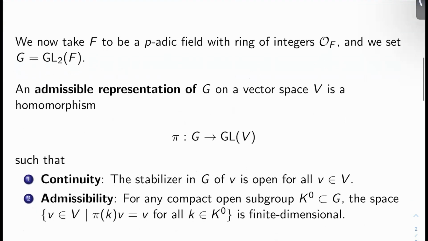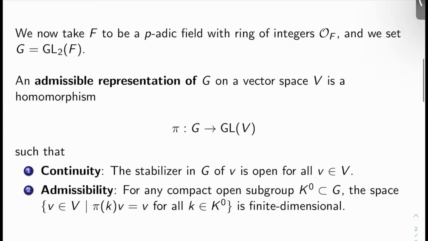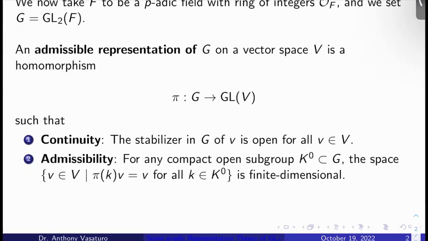An admissible representation of G on a vector space V is a homomorphism pi from G to GL of V, as you might have expected, such that the map is continuous. What does that look like in this case? When we're working in p-adic land, that just means the stabilizer in G of each v is open. Okay, you can check that's equivalent to the usual notion of continuity in this case.